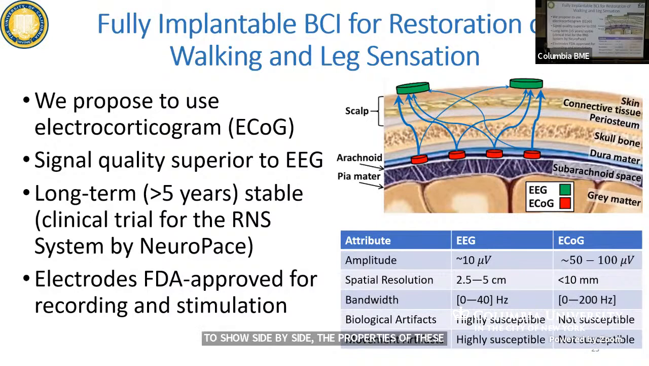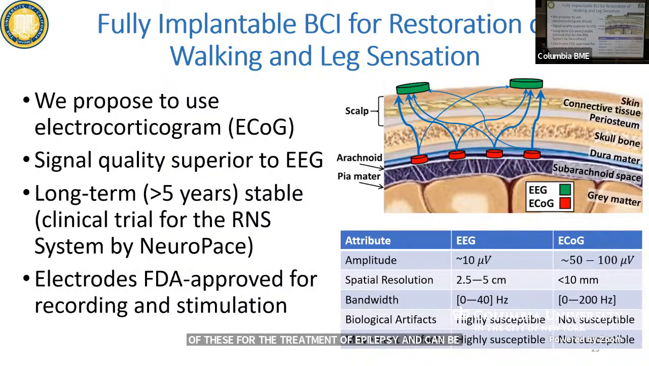They're immune to artifacts, so they won't record blink artifacts or muscle artifacts. These electrodes implanted in the subdural space are long-term stable. There are already FDA-approved devices where they tested the longevity of these electrodes for the treatment of epilepsy, and they can routinely last upwards of 5 years, even more.